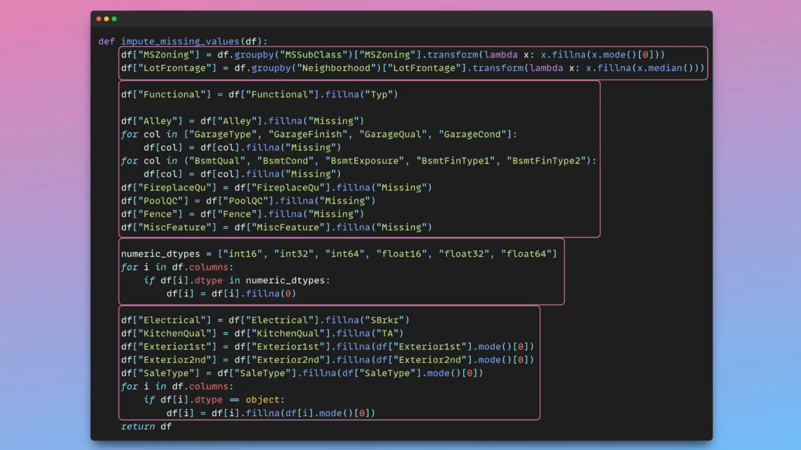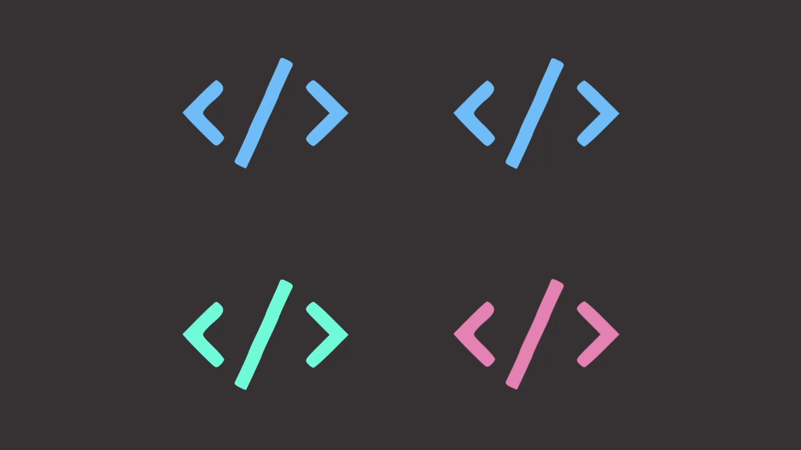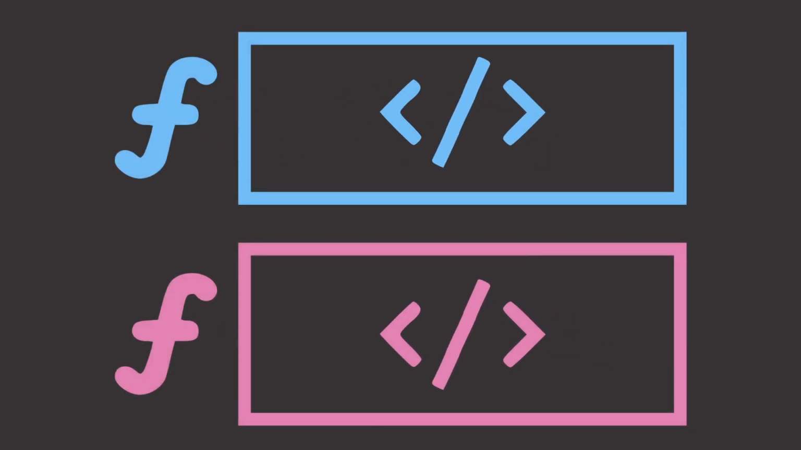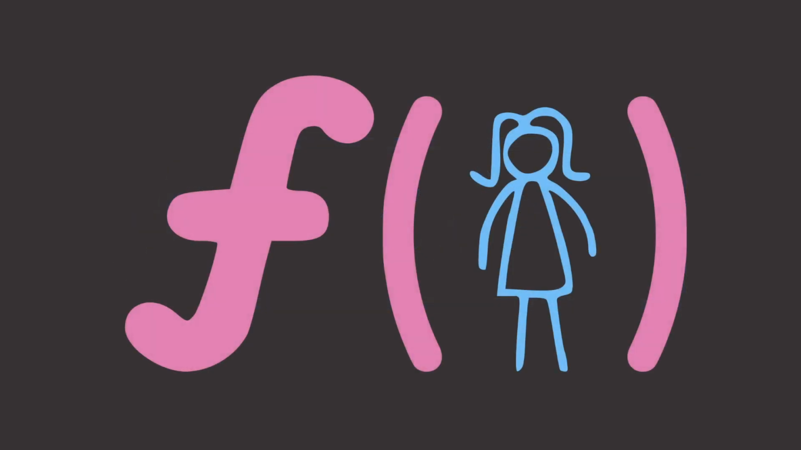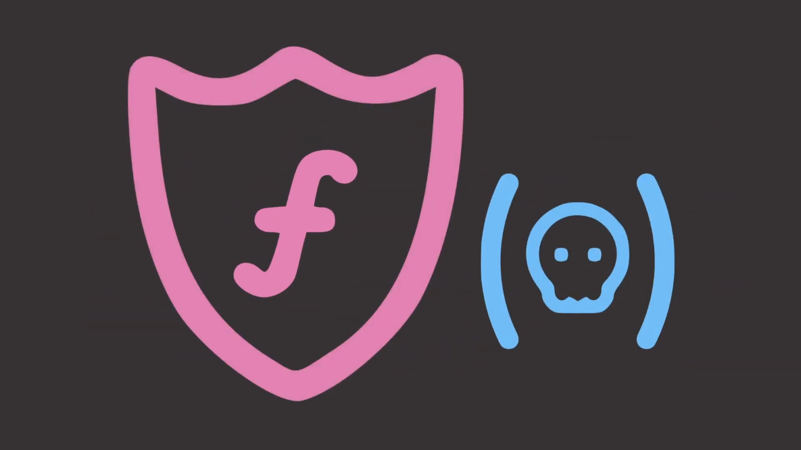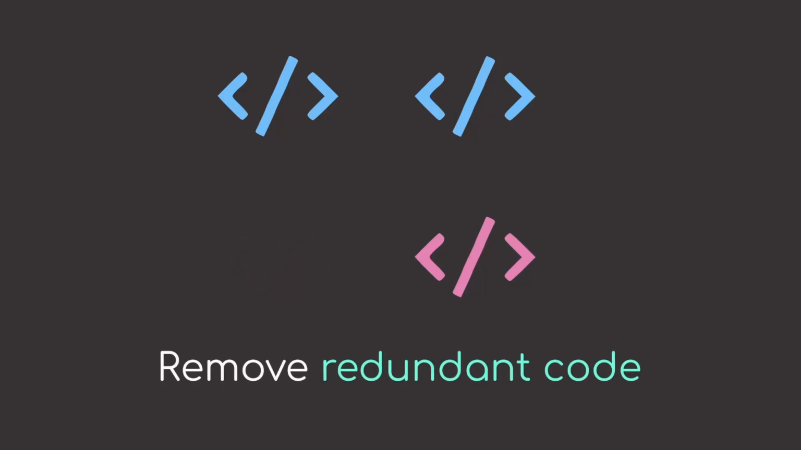In this video, we will refactor this function using the following steps. Remove redundant code. Split the function into smaller units. Remove duplicates. Make code extendable without alteration. And strengthen code against invalid data inputs. Let's start with removing redundant code.